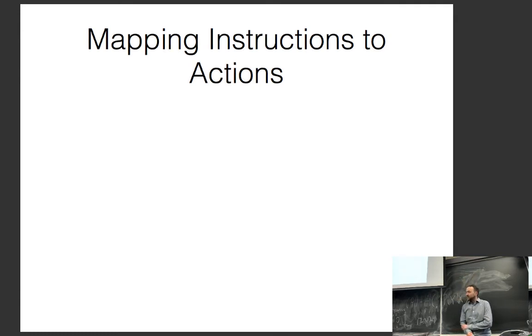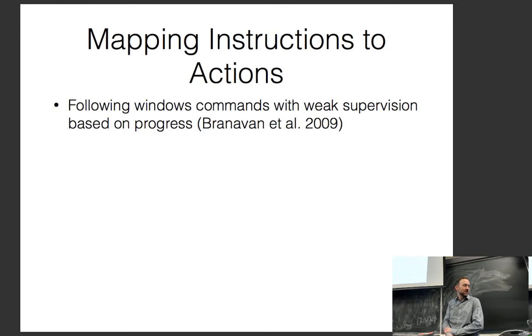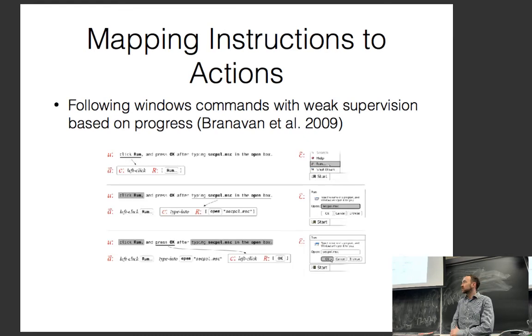Another place, this is one of my favorite undercited papers in NLP, or underappreciated papers in NLP. This was another reinforcement learning paper that's not neural, but is doing something very interesting. The idea is that you follow Windows commands with weak supervision based on progress. So basically, it learns to read the Windows manual.